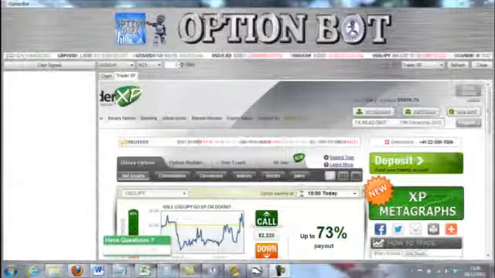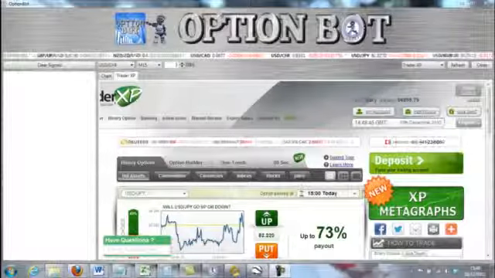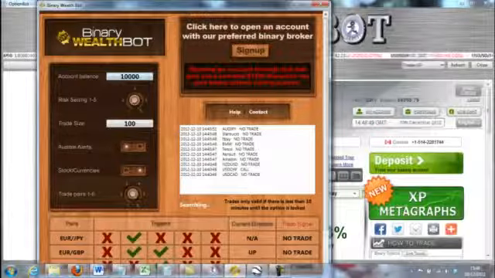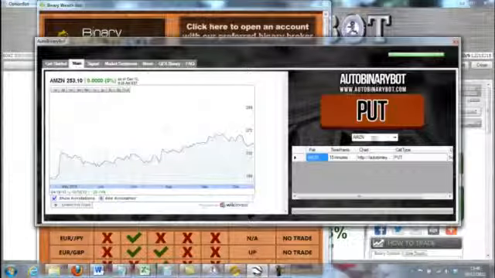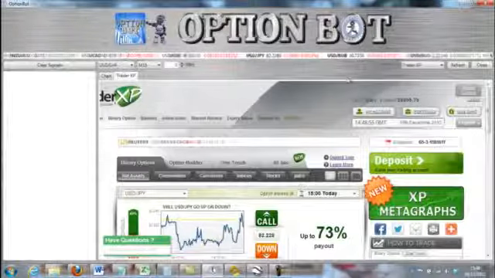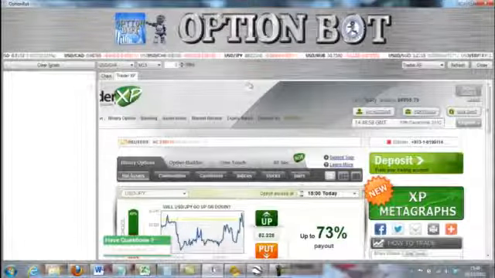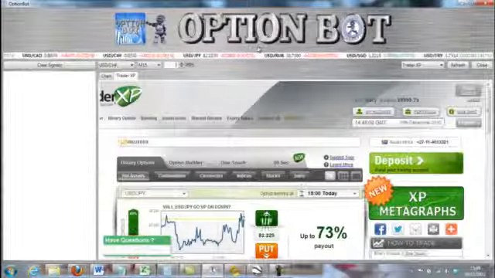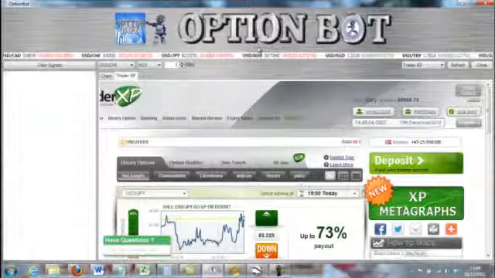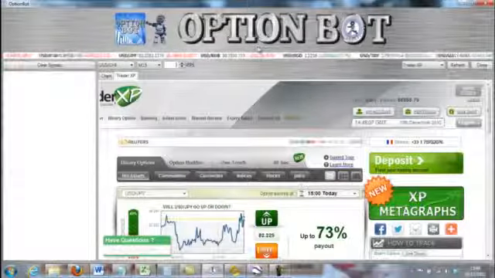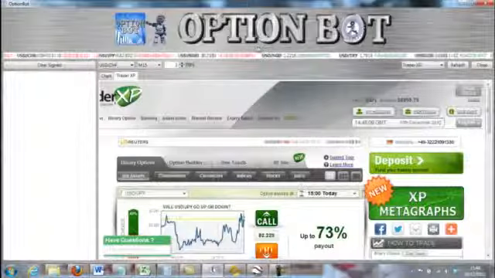Today, I'm looking at OptionBot, as well as two other binary options trading robots. One called the Binary Wealth Bot, which I've just purchased, and another one called Also Binary Bot, which I purchased last week. Now, basically, I've been using OptionBot for around 2 months. Some of you may have seen my review of the software. I did a review around the 8th of October, the day it was actually launched, and I find it to be a very, very good bit of software.